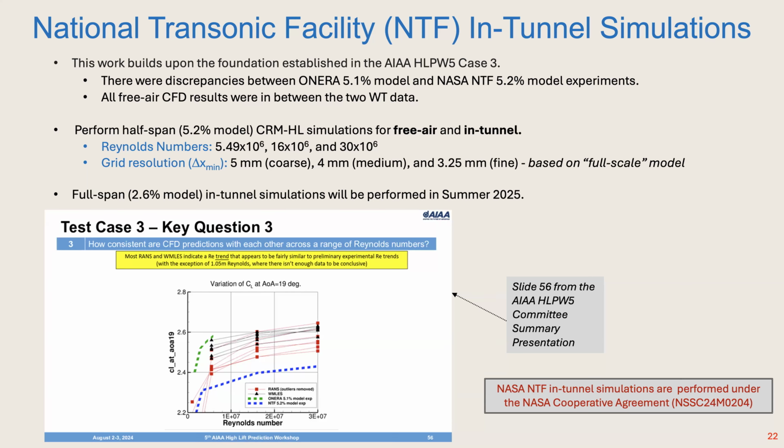So the NASA TQ project tasked some researchers, and we are one of them. They asked us to perform in-tunnel simulations for Reynolds numbers 5.49, 16, and 30 million. We have done good resolution studies, 5.4 and 3.25 millimeter; these are based on the full scale model, those delta X's. Later, toward the end of the summer, we are going to perform a 2.6 model, which is a full span. What we did is a half span simulation.